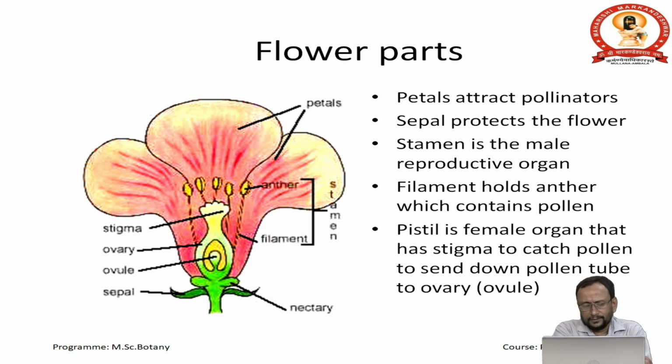Flower parts. Now we can see that the flower consists of different whorls. Petals attract the pollinators, and then there are sepals, androecium, and gynoecium. Here the sepal protects the flower. Stamen is the male reproductive organ, and the stamen consists of the anther and filament. These parts constitute the stamen, the male reproductive part of the flower. Filament holds anther which contains pollen.